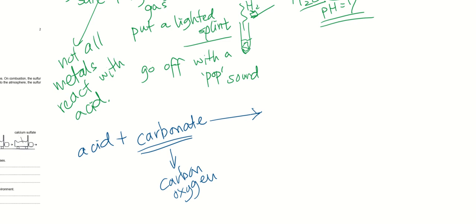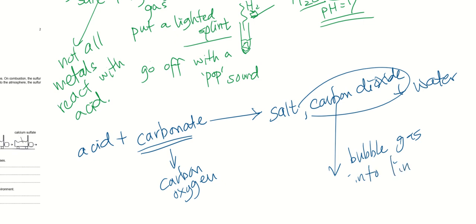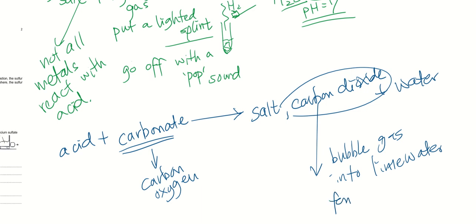So if acid plus carbonate, you will form salt, carbon dioxide gas, and water. The key feature that's being produced here is your carbon dioxide. How do we test for carbon dioxide? We bubble this gas into lime water, and it will form a white precipitate.